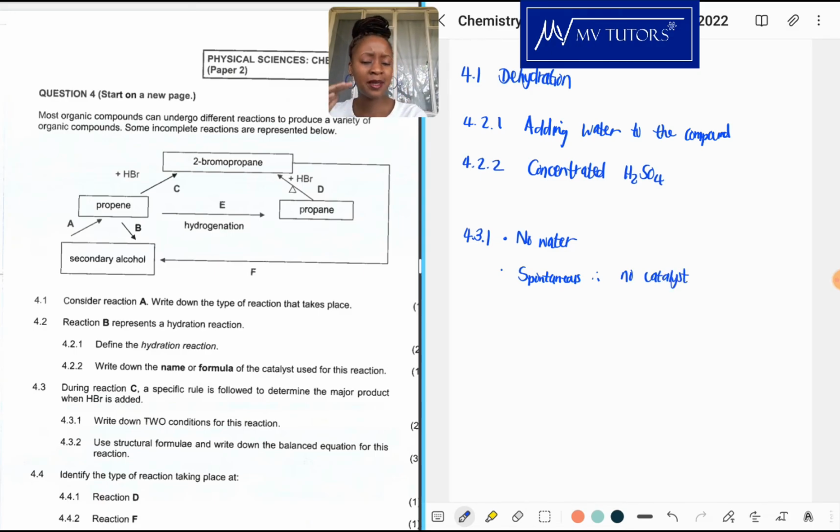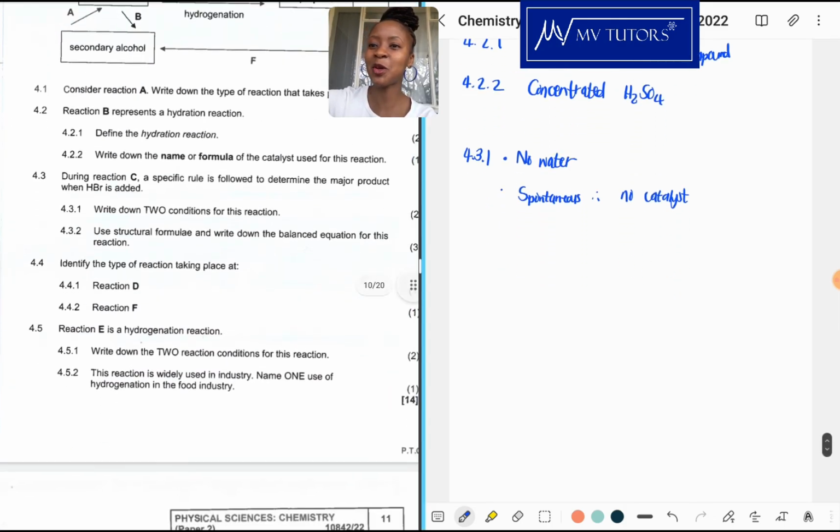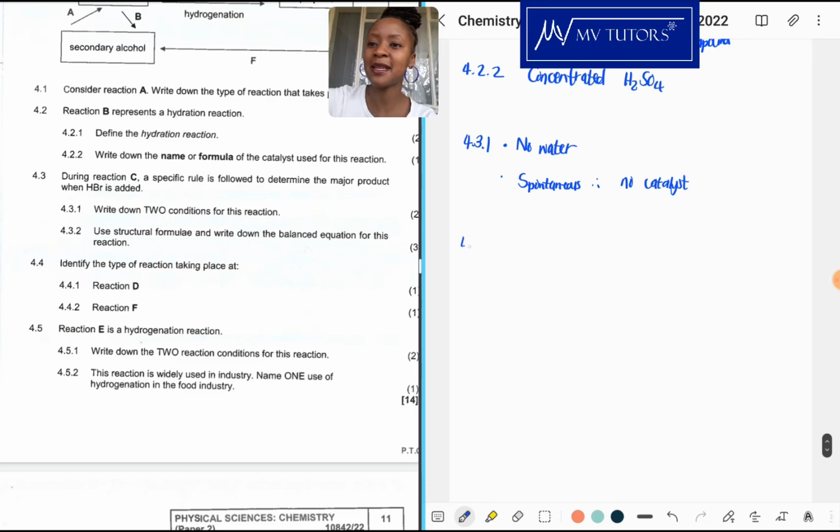Yeah guys, but I heard something. Apparently this has changed a bit in terms of no catalyst required, and then you need a strong acid. So I don't know, can you please confirm for me in the comment section? Because I normally use the Mind the Gap textbook, so it says no water and no catalyst. So please just confirm if we do indeed need a strong acid as a catalyst. Okay, comment section, I'll be waiting for y'all so that going forward we don't repeat mistakes and we know what is updated and what not.